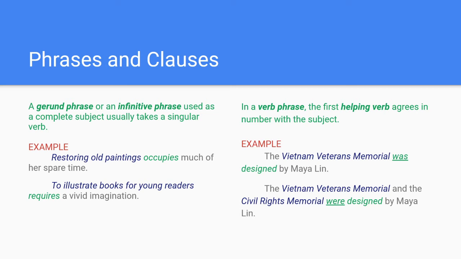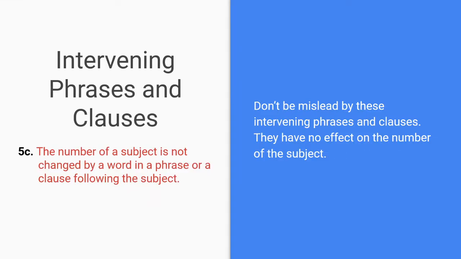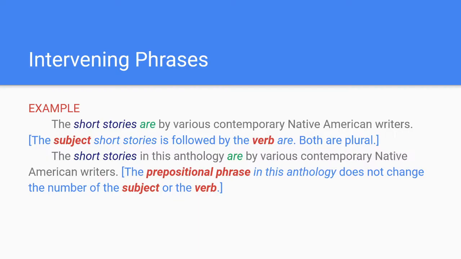So those are phrases and clauses that are kind of acting as the subject. We also have what are called intervening phrases and clauses. Intervening phrases and clauses are phrases and clauses that sit between our subject and our verb. The number of the subject is not changed by a word in a phrase, or a clause following the subject. So when we have a phrase sitting between our subject and our verb, it does not have any effect on the number of the subject or the number of the verb. What does that mean? Let's look at an example.